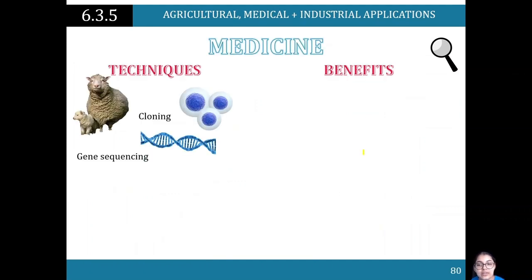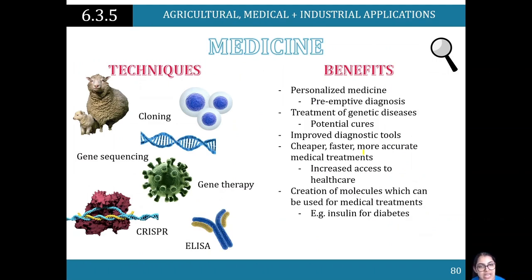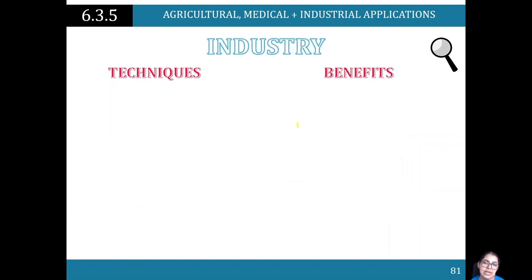In terms of medicine, there can be cloning, gene sequencing, gene therapy, CRISPR that we've looked through, and ELISA. Benefits are we can have personalized medicines, preemptive diagnosis, treatment of genetic diseases, potential cures using CRISPR-Cas9 and gene sequencing, improved diagnostic tools, cheaper, faster treatments, and creation of molecules which can be used for medical treatments, like insulin for diabetes.